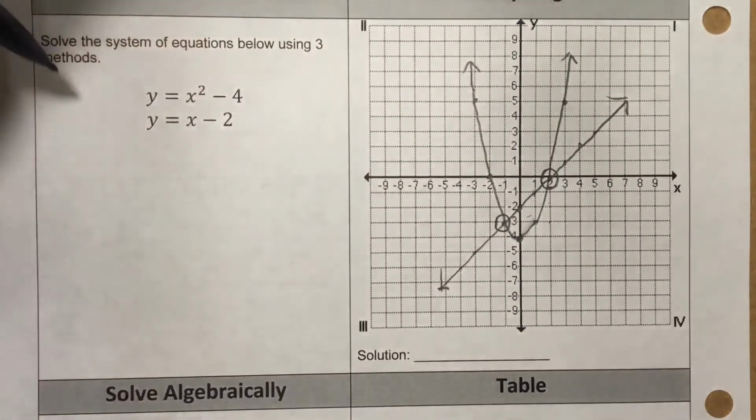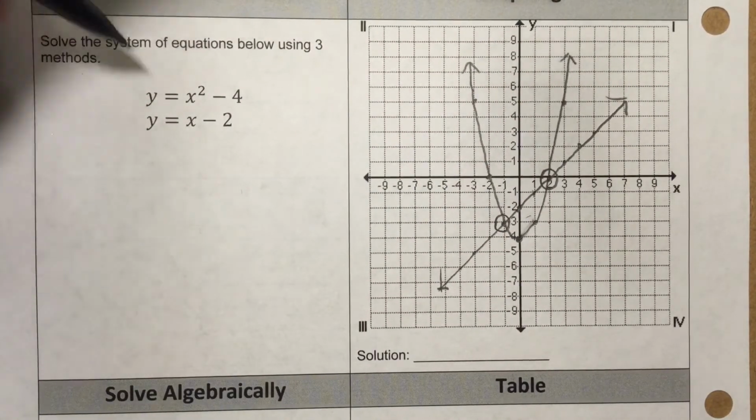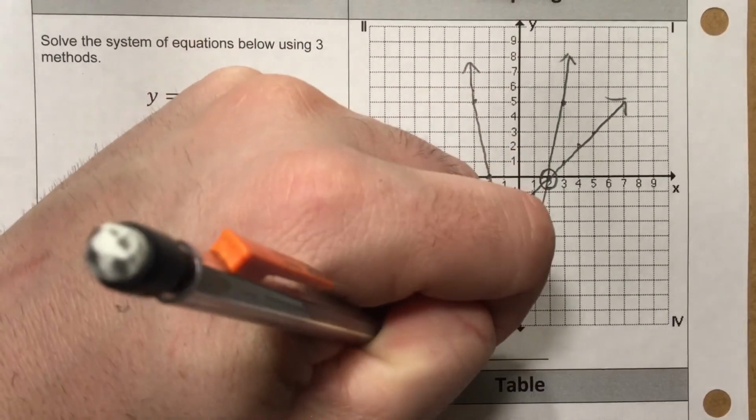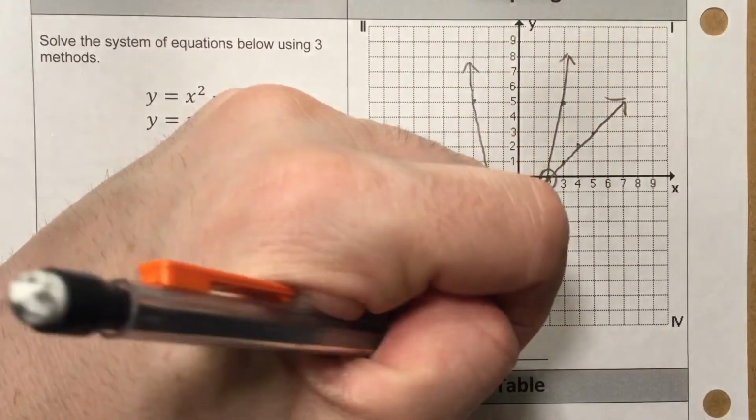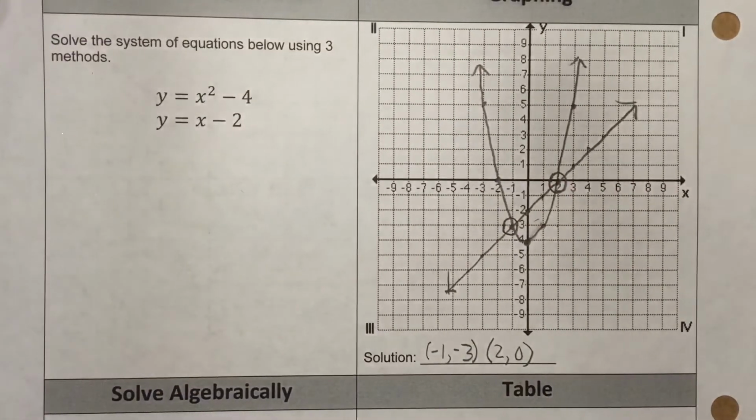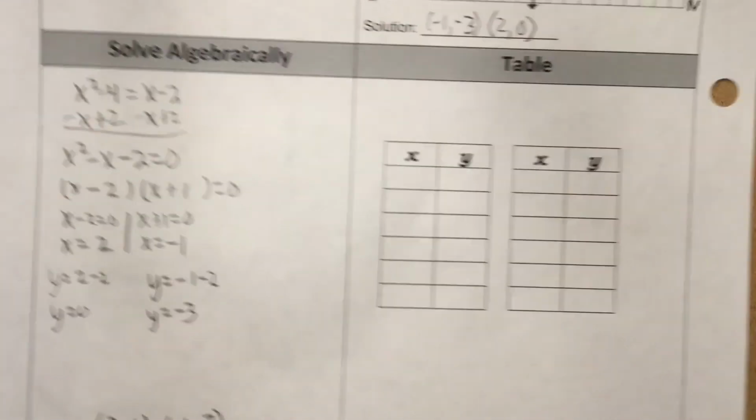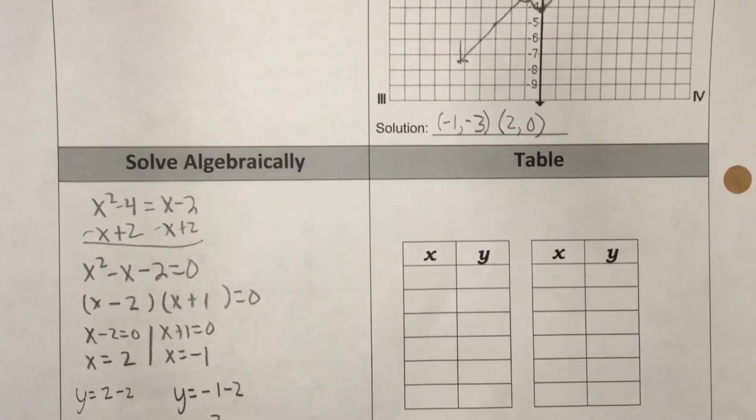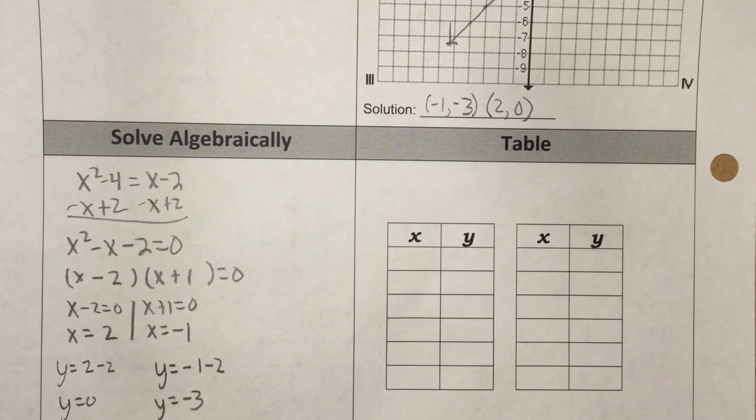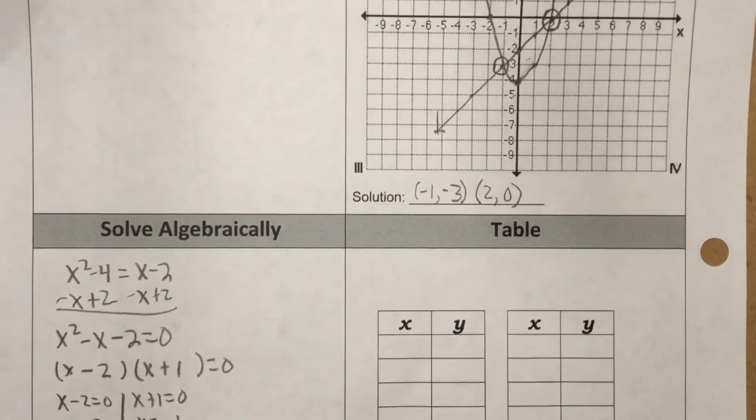This is the point. Again, I need x's and y's because my original problem has x's and y's. (-1, -3), and then (2, 0). These should match our algebraic solutions. And like magic, they do. Whew, man, so cool. All right, last thing we do is make our tables.